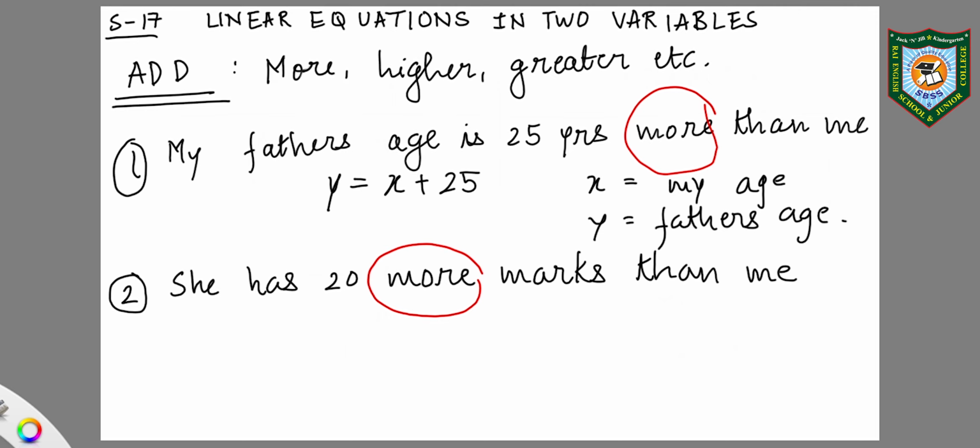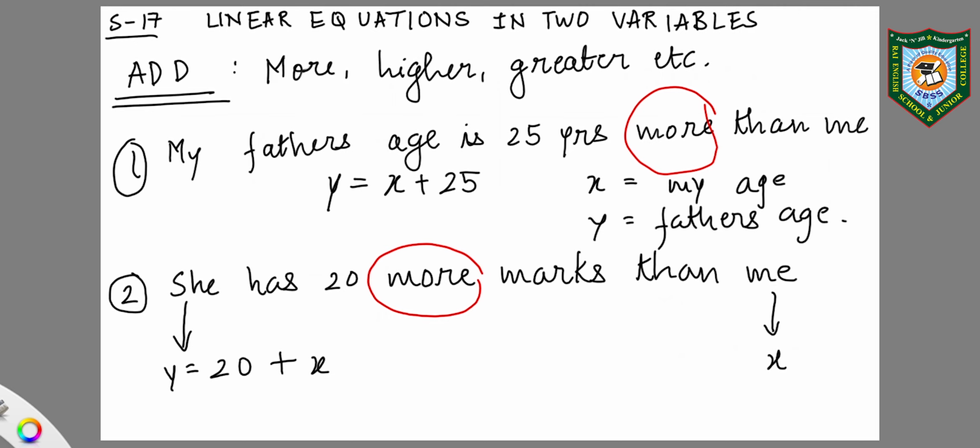Again, I do not know how many marks she has, but I do know that she has 20 more than me. So if I say that her marks is y and my marks is x, I can define y as 20 more. 20 more means adding. So I have to add 20 with my marks, which are x. So y becomes 20 plus x. So this is how we solve linear equation word problems that have addition terms in the question.